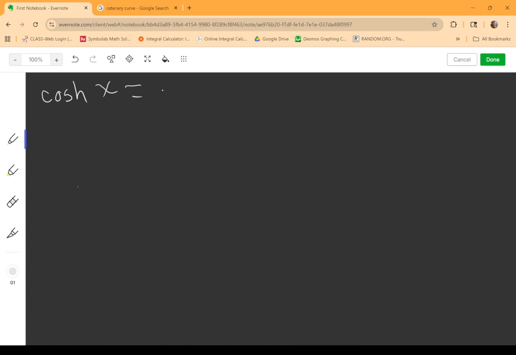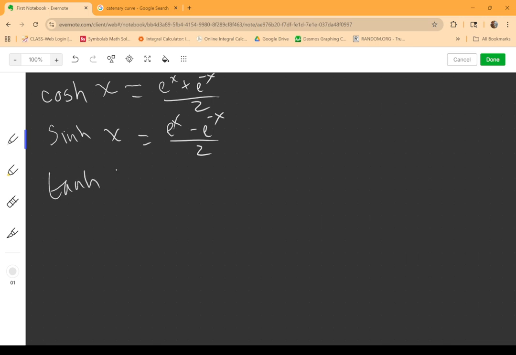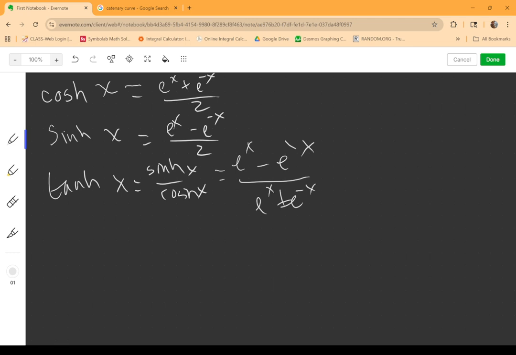All right, so the hyperbolic cosine is defined as e to the x plus e to the negative x over 2. The hyperbolic sine, or sinh of x, is e to the x minus e to the negative x over 2. And then my hyperbolic tangent of x is sinh x over cosh x. Taking the ratio of those, the 2's cancel out, and we get e to the x minus e to the negative x over e to the x plus e to the negative x.